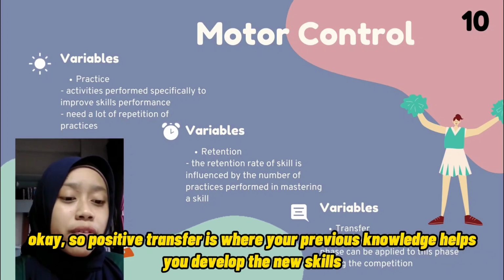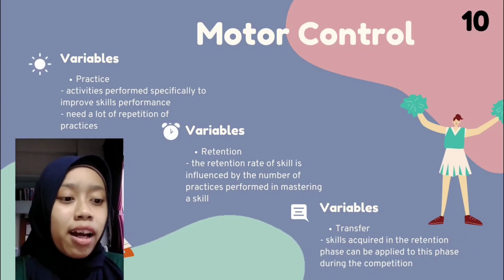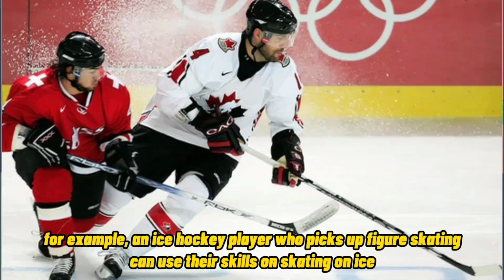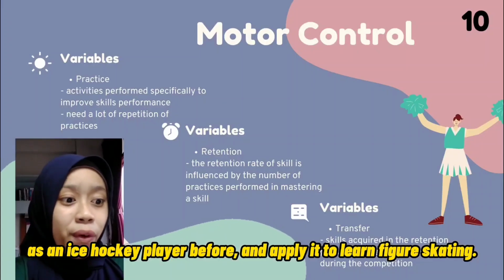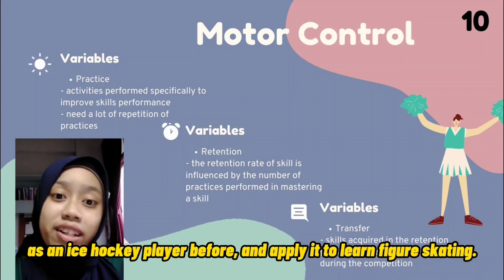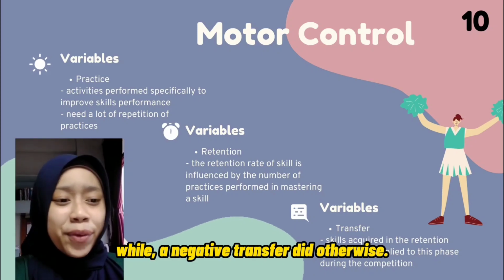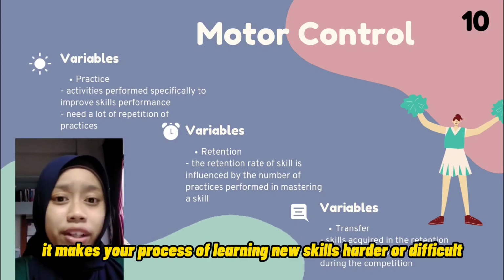Okay, so positive transfer is where your previous knowledge helps you develop new skills. For example, an ice hockey player who picks up figure skating can use their skating skills from ice hockey and apply them to learn figure skating. While a negative transfer does otherwise.